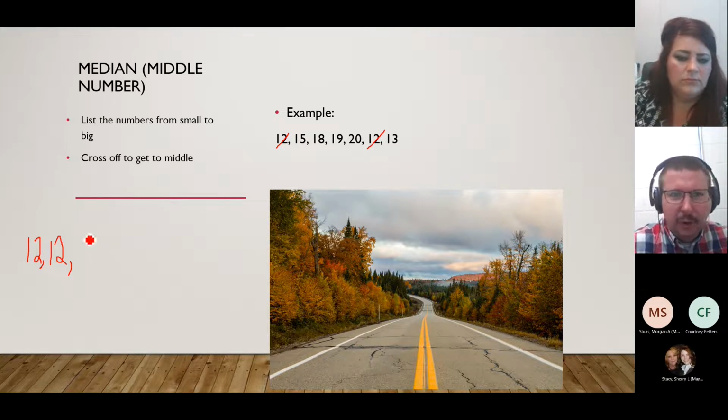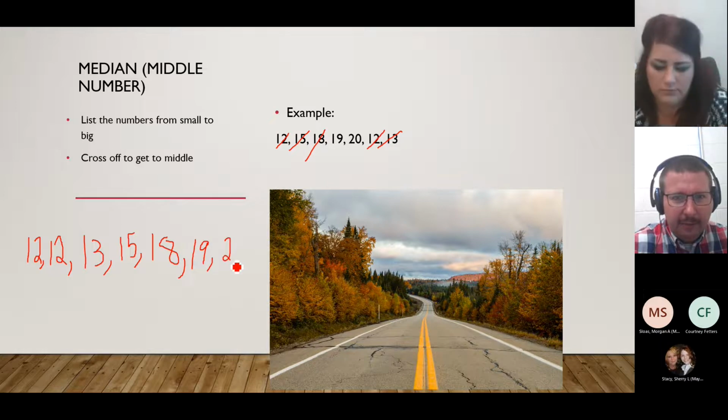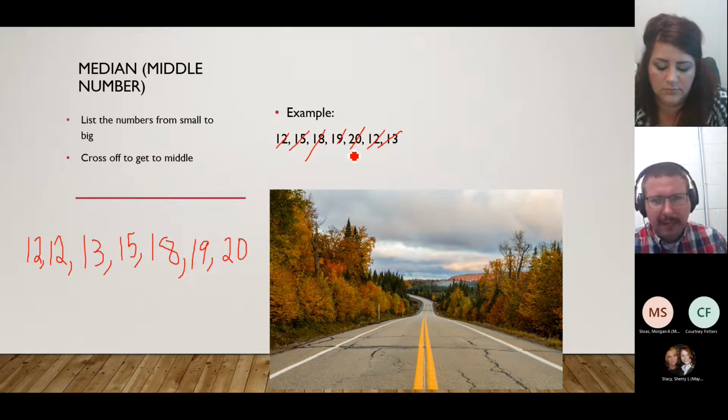So 12, 12, 13, 15, 18, 19, and 20. I'm all down. Good. So I've listed the numbers from small to big.